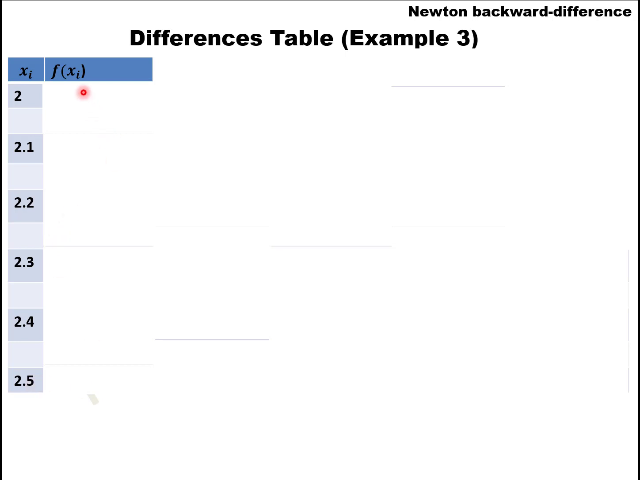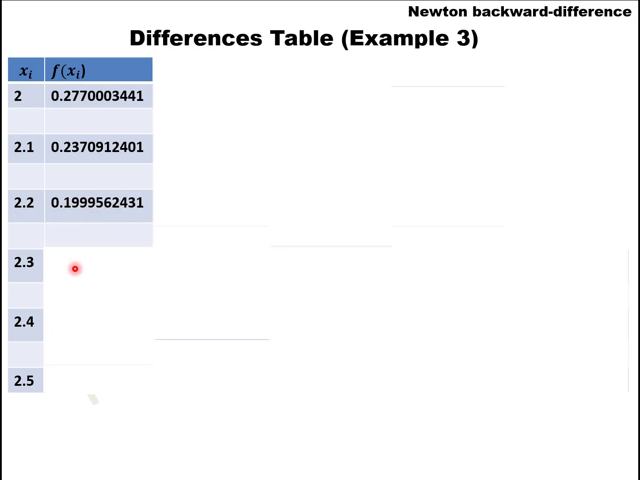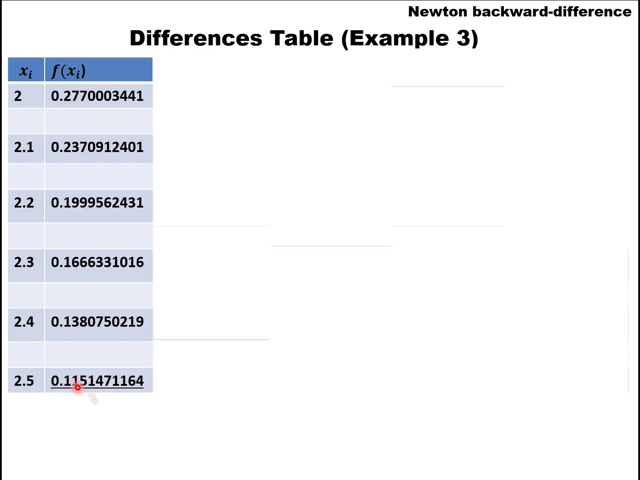f of 2 is given by 0.27700034441. Then the value at 2.1 of the function, the value at 2.2, the value at 2.3, the value at 2.4, and the value at 2.5 of the function, which is 0.11514711164. The target is to construct the differences table. So let's construct the differences table.